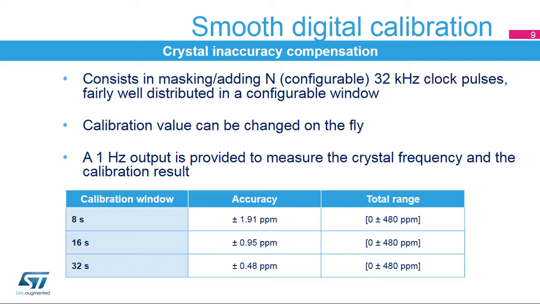The accuracy shown here is the resolution of the digital calibration. The calibration window size is configurable between 8, 16, and 32 seconds. For a 32-second calibration window, the accuracy is plus or minus 0.48 ppm. The total correction range is from minus 480 to 480 ppm. The accuracy resolution scales with the calibration window size.